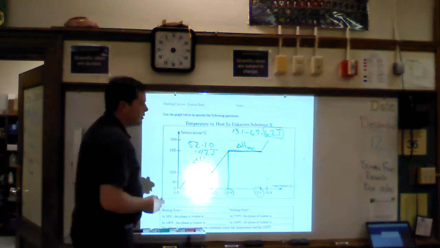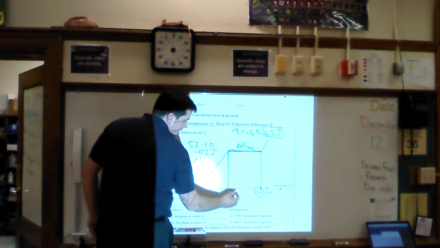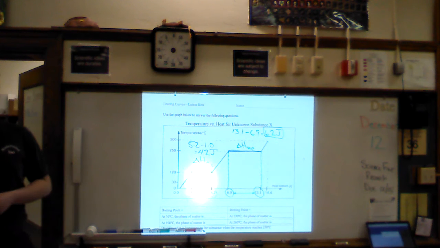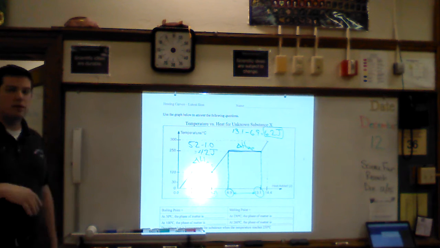Delta H vap is when you take these two, you drop your line down to the x-axis, and you subtract these two values from each other. That's how you get delta H vap. And remember, this is where potential energy is increasing, but not kinetic.